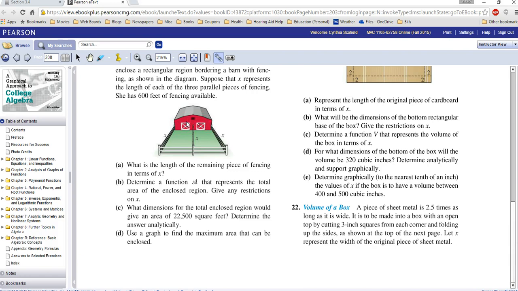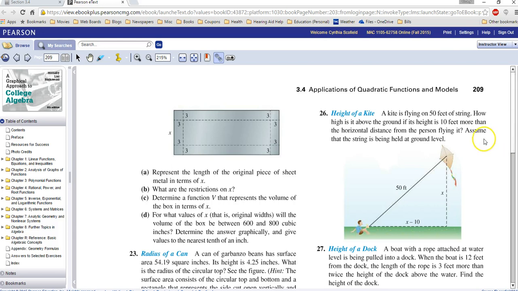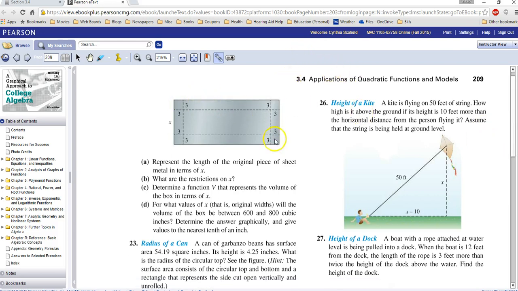All right, a piece of sheet metal is 2.5 times as long as it is wide. It's to be made into a box with an open top by cutting 3-inch squares from each corner and folding up the sides as shown at the top of the next page. Let X represent the width of the original piece of sheet metal. So here's your piece of sheet metal. We're going to represent the length of the original piece of sheet metal in terms of X. We're going to figure out what the restrictions on X are. Determine a function V that represents the volume of the box in terms of X. And for what values of X, that is, original widths, will the volume of the box be between 600 and 800 cubic inches? Determine the answer graphically and give the values to the nearest tenth of an inch.